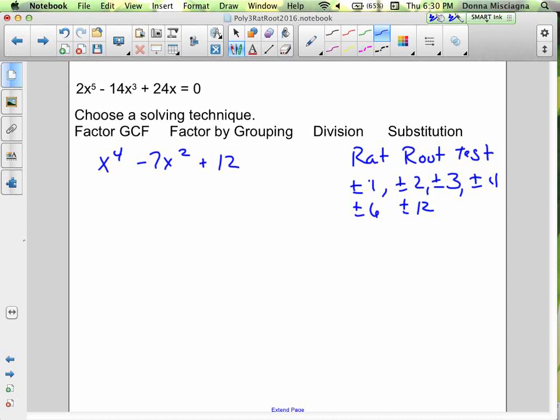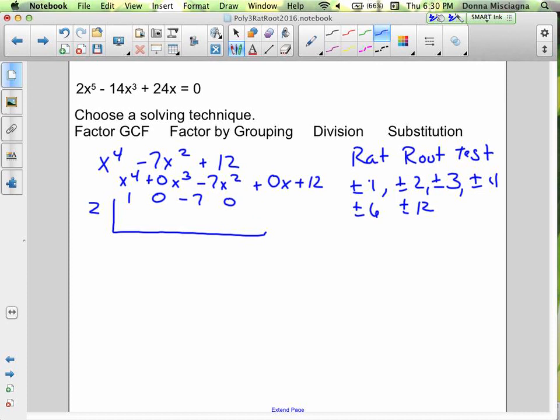So we already know that 2, for instance, was a solution. So let's just say we guessed 2. When we write this out here, just to review, what if you don't feel real comfortable with substitution yet, or what if you don't realize it? My x to the 4th is 1. Remember, you don't have an x cubed, so you have to represent it with a 0. You've got an x squared. You don't have an x, but you've got a constant. So for synthetic division, you'd have 1, 0, negative 7, 0, 12.